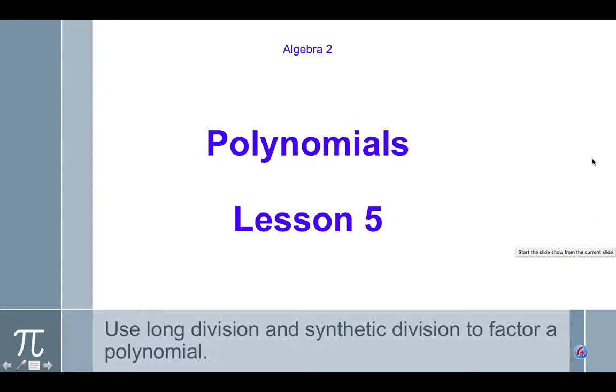All right, welcome to lesson 5 from polynomials. We're going to be getting away from graphing and getting back into the algebra that we can do with polynomials. Today is going to be looking at how to divide polynomials by each other using two different methods: long division, and something new called synthetic division. What they're useful for is how to factor polynomials.